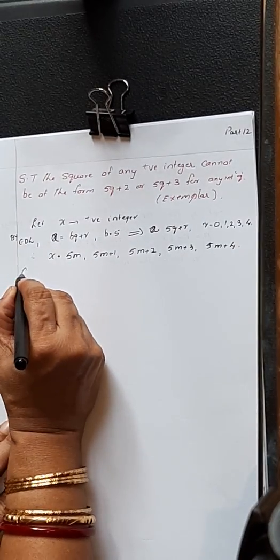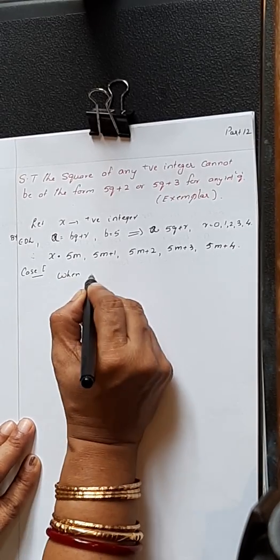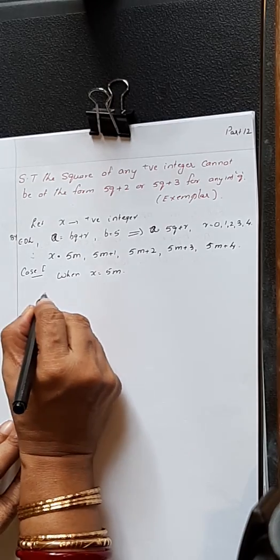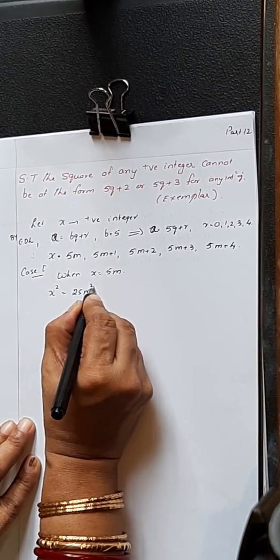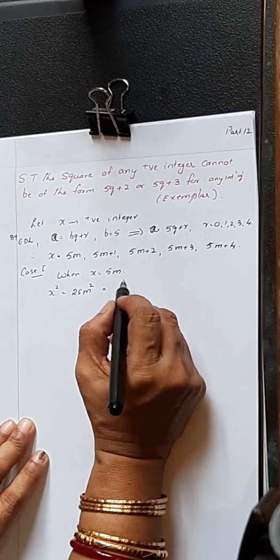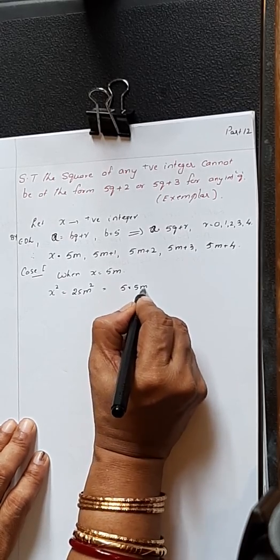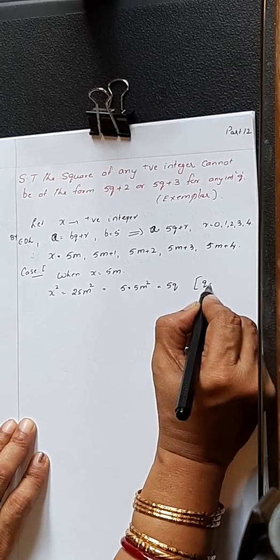So now case 1, when x is equal to 5m, x squared is equal to 25m squared. So this can be written as 5 into 5m squared. So this is equal to 5q, where q is equal to 5m squared.